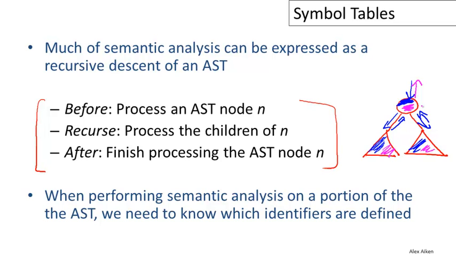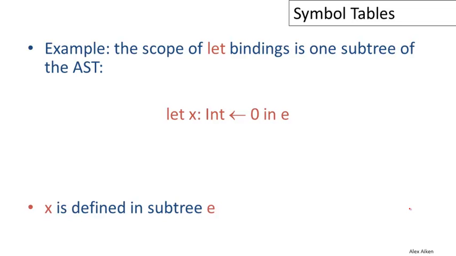And returning to the main topic of this video, when we're performing semantic analysis on a portion of the abstract syntax tree, we're going to need to know which identifiers are defined, which identifiers are in scope. An example of this kind of recursive descent strategy is how we can process let bindings to track the set of variables that are in scope.